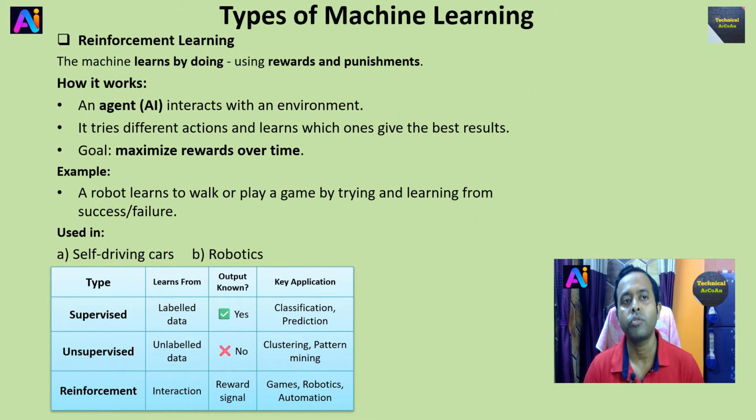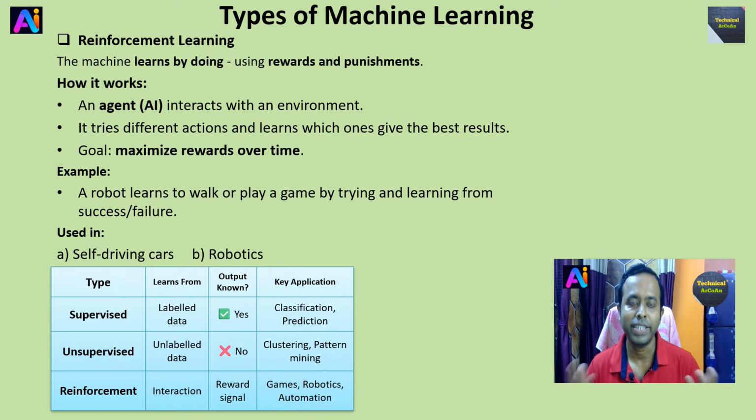And the third one is reinforcement learning, meaning self-taught. The machine learns by doing, using rewards and punishment. When it predicts the correct output, it is rewarded. If it predicts wrong, it is punished. Okay, how does it work? An agent interacts with an environment. It tries different actions and learns which ones give the best results. Goal: maximize rewards over time, right? Meaning maximum success will come from there as far as prediction is concerned. Example, a robot learns to walk or play a game by trying and learning from success or failure, right? It is used in self-driving cars, robotics, etc.